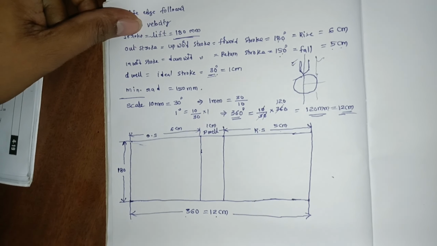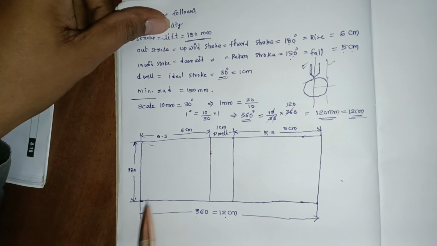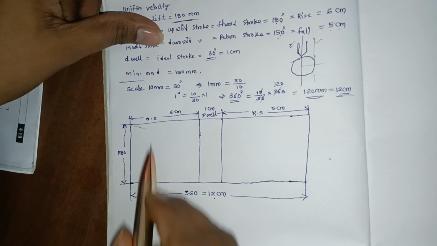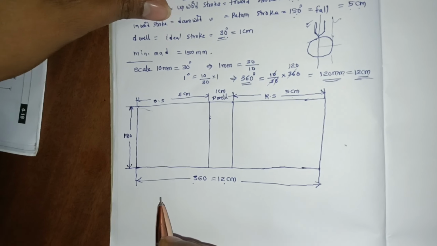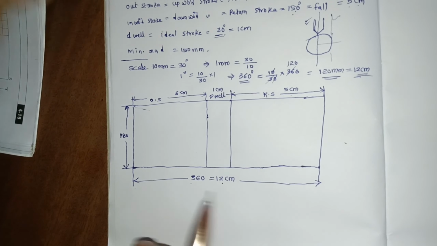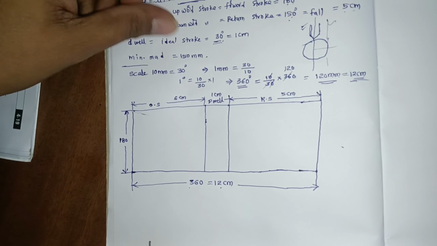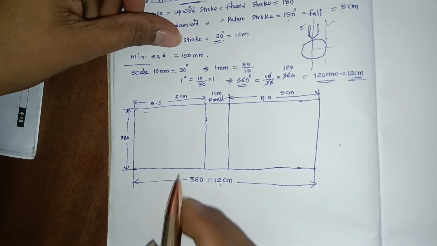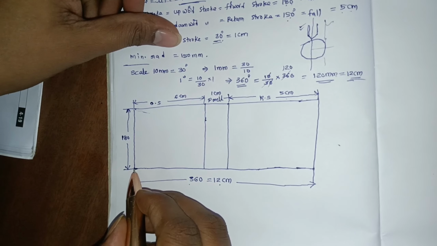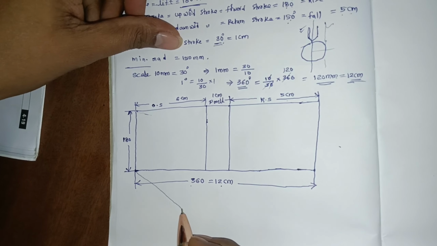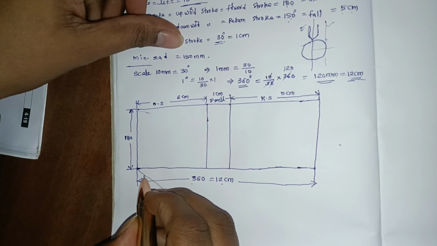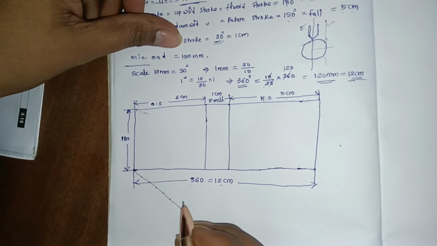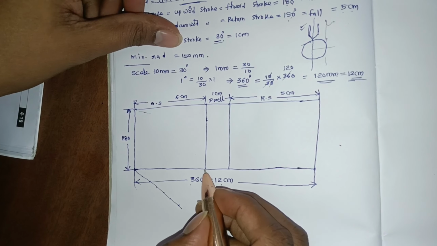Now we have to divide each portion into 6 equal parts. For that, this is already 6 centimeters. By using the method of dividing a line into equal parts, you can easily divide this into 6 equal parts. You know this already, but let us see once again. Take this as 6 centimeters: 1, 2, 3, 4, 5, and this will be 6. This is the end point.